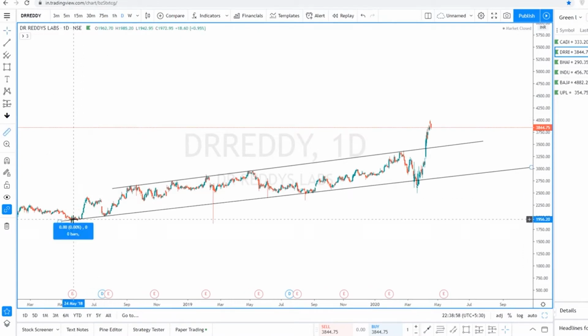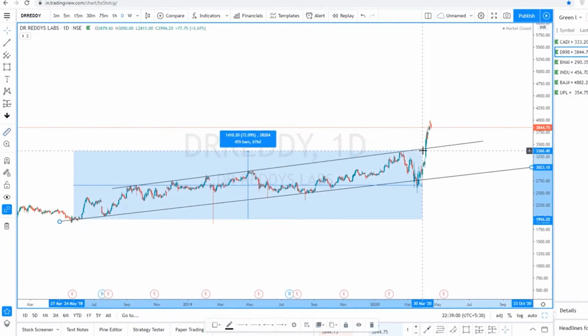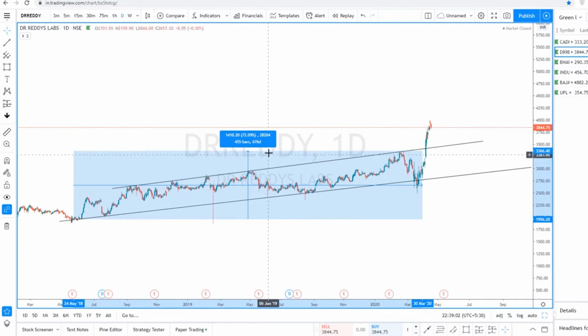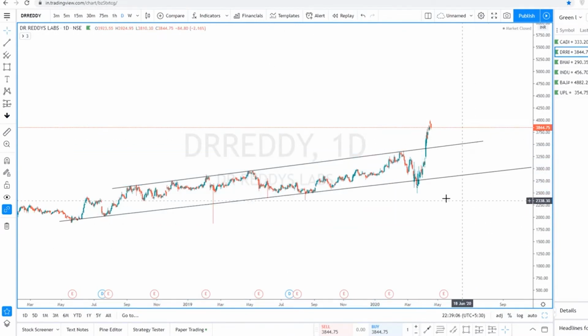Let's see how long it has been forming this specific pattern. It has been forming for almost 2 years. Okay, so this is considered a good breakout.